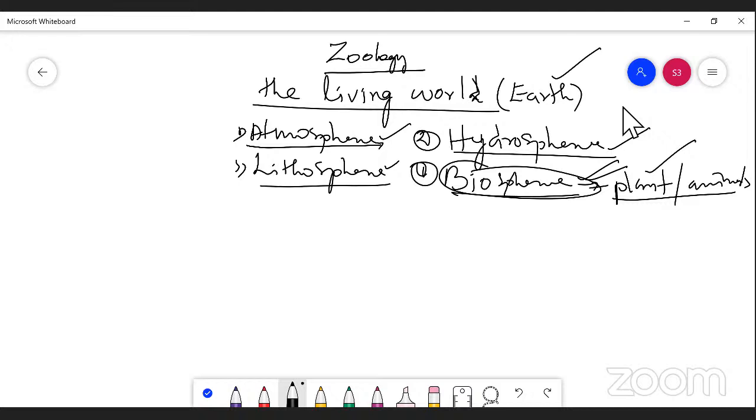Understand? So the living organisms are compared with one another in various life forms. The various life forms are coexistent.